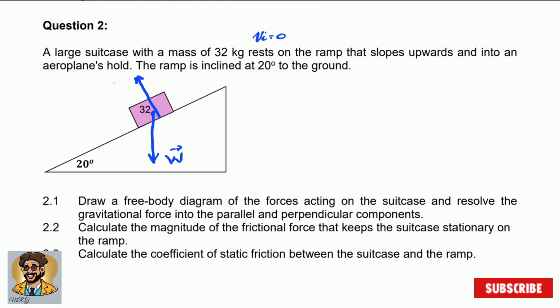This one here is the normal force, and then we have the friction, which is parallel to the surface, in the opposite direction of the attempt of motion. This one is the static frictional force, because the object is not moving. So those are the three forces acting on this specific object, the suitcase in this case.